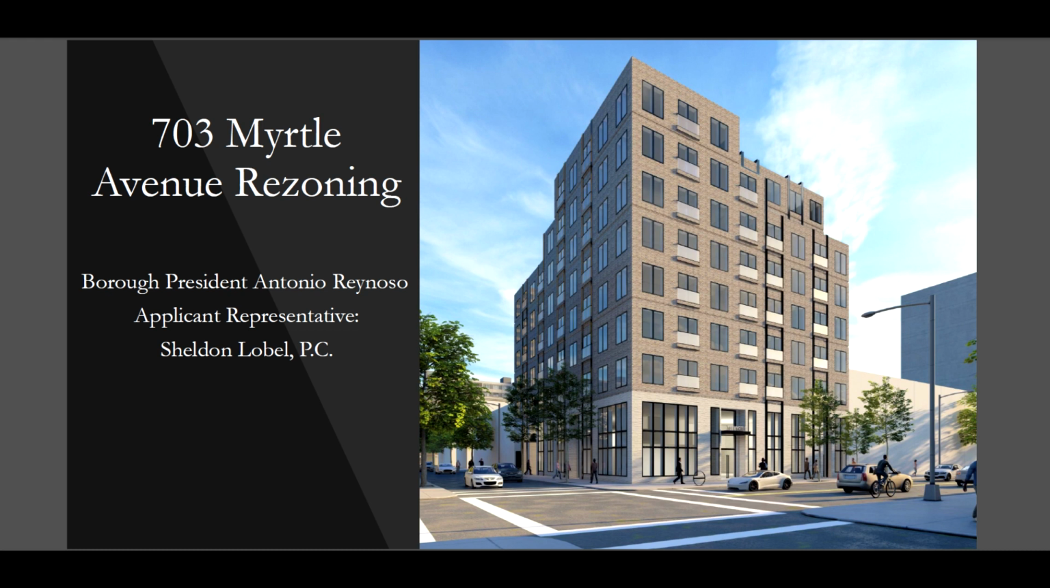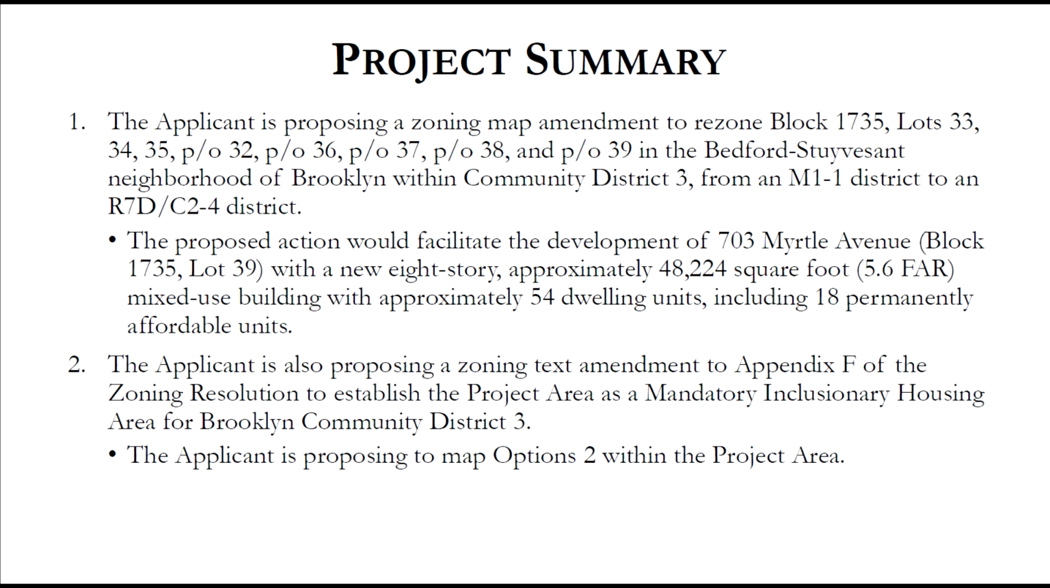This would facilitate the development of 703 Myrtle Avenue, which is a roughly 8,900 square foot lot with a new 8-story, roughly 48,000 square foot, 5.6 FAR mixed-use building. The building would have roughly 54 dwelling units and 18 permanently affordable units pursuant to the second item, which is an amendment of the Mandatory Inclusionary Housing maps, specifically Appendix F, to allow for this area to be mapped within an MIH overlay. We're proposing to map Option 2 within the area.